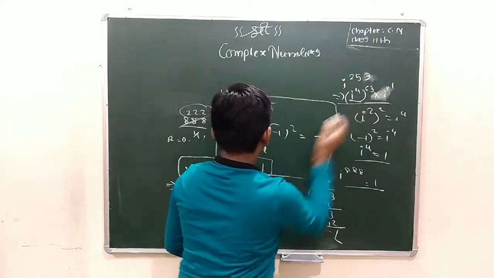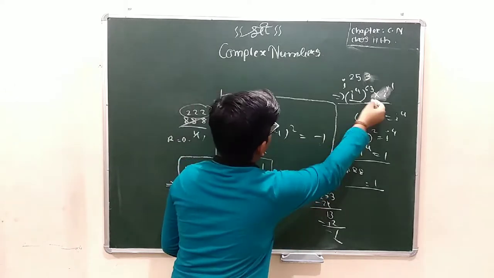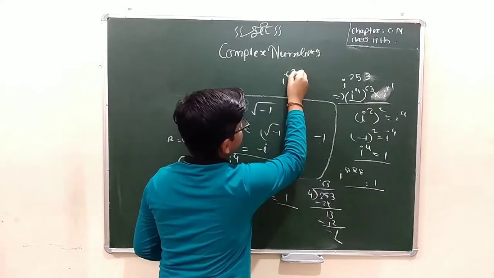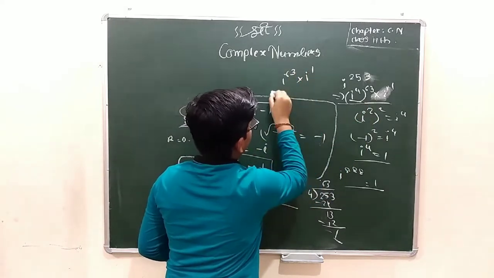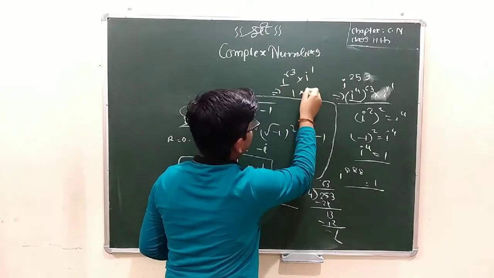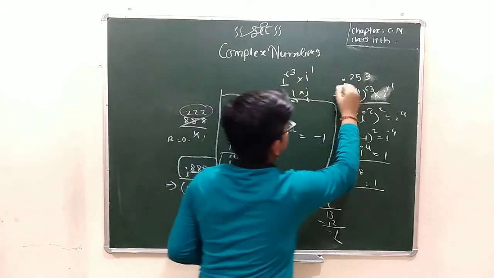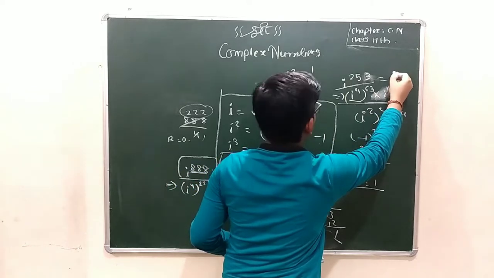So what is i to the power 4? i to the power 4 is 1. So 1 to the power 63 into i to the power 1. 1 to the power 63 is 1, into i, which will be equal to i, which means that i to the power 253 is equal to i.